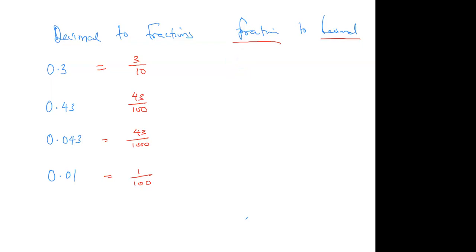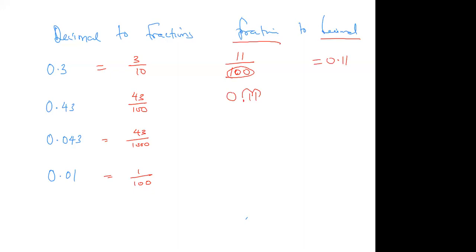If you have 11/100, they ask you to change those to decimals. So what you need to do is this: just take 11, because 100 is 2 zeros, so you move to the left twice. 1, 2. Can you see? So it's going to be what? 0.11.